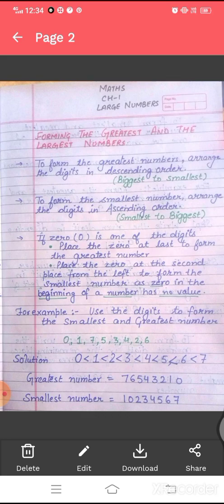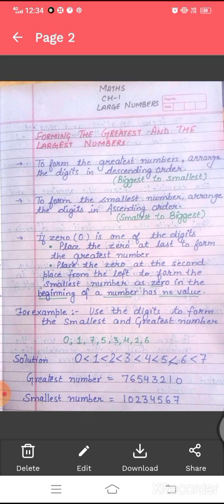Then the smallest number. How to form the smallest number? See, 0 is written in these digits. We have already read the rule that we have to place 0 at the second place from the left-hand side. As you know, 0 in the beginning of a number has no value. If we place 0 in the beginning, the value of that 0 is nil.